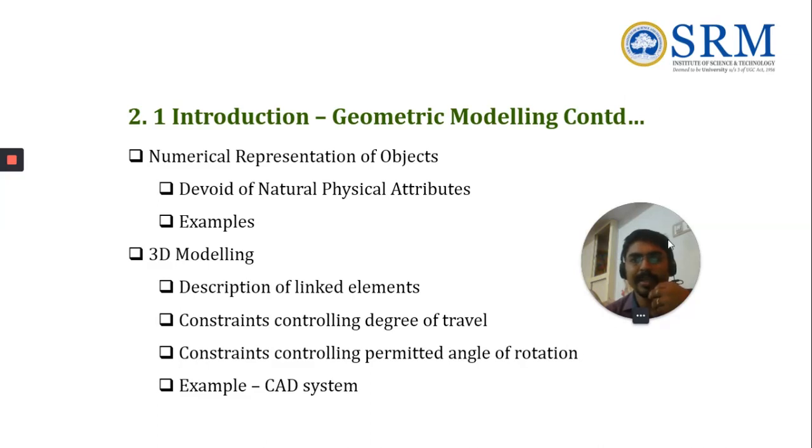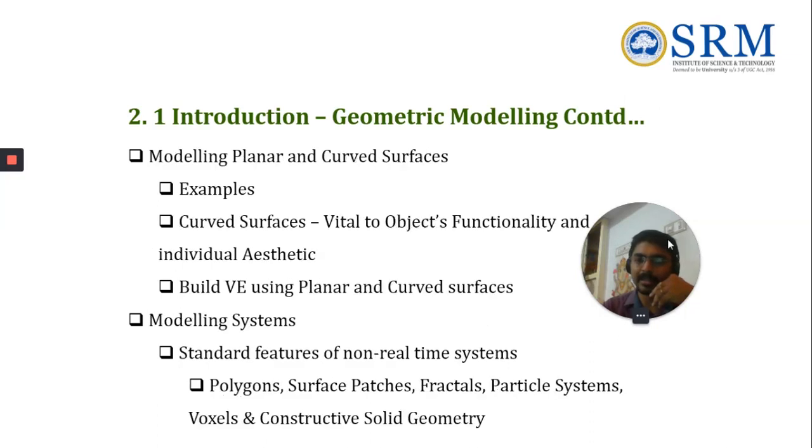First, 3D modeling. 3D modeling is how to link the elements from one element to another, how to control the degrees of traversal, how it actually moves from one corner to another, constraints, controlling of angles and rotations, and finally computer aided drawing or design systems. So directly we can go to the 2D to 3D model.